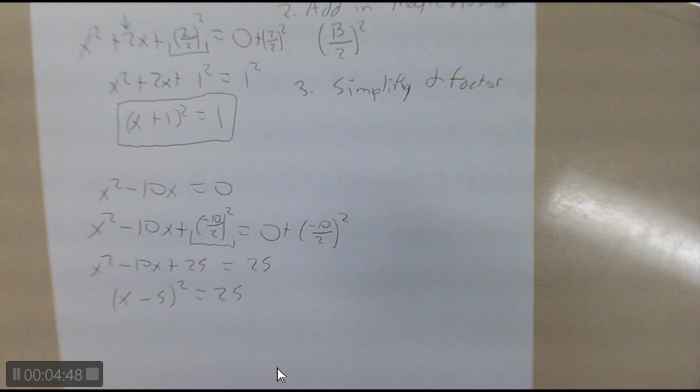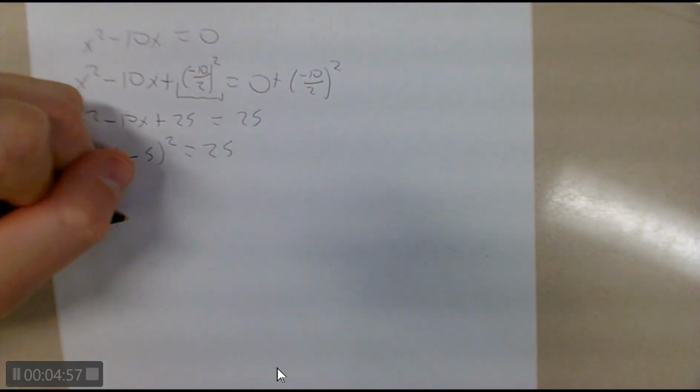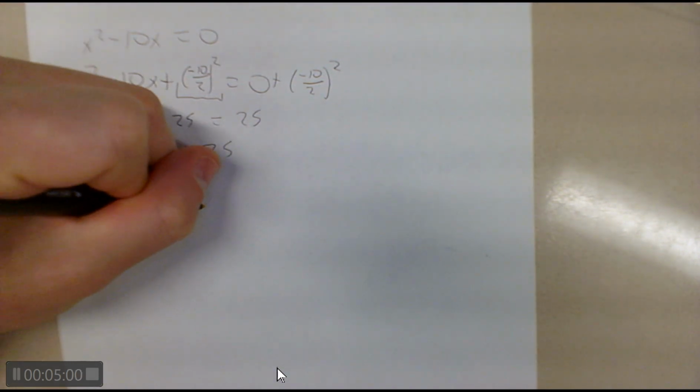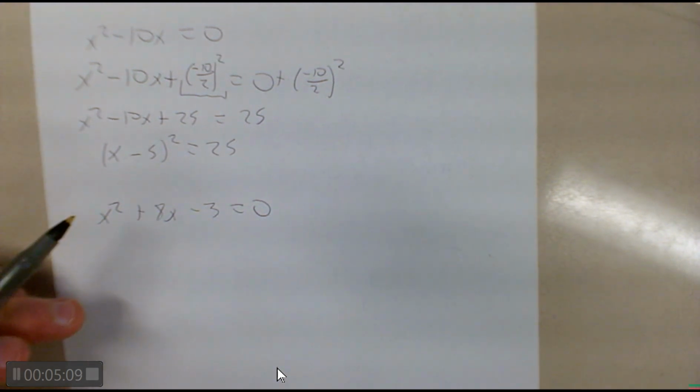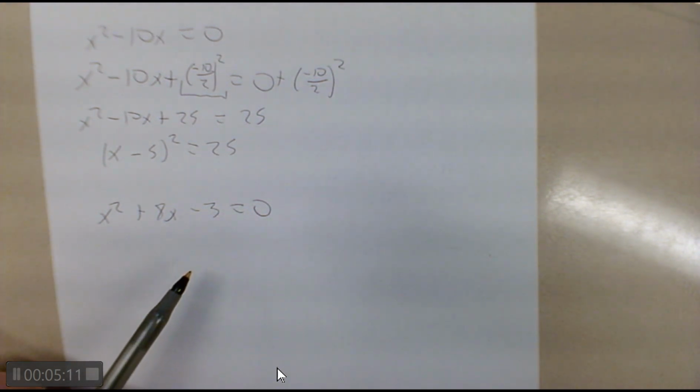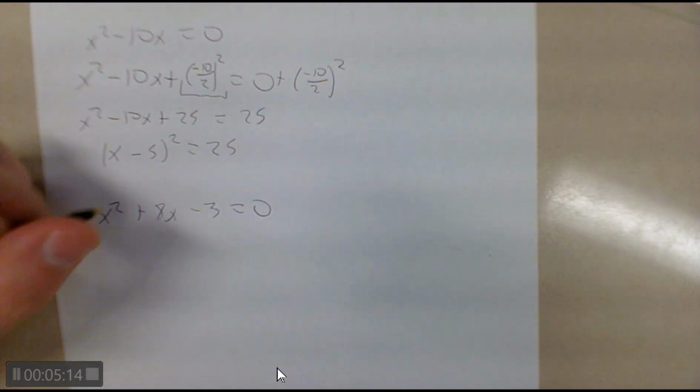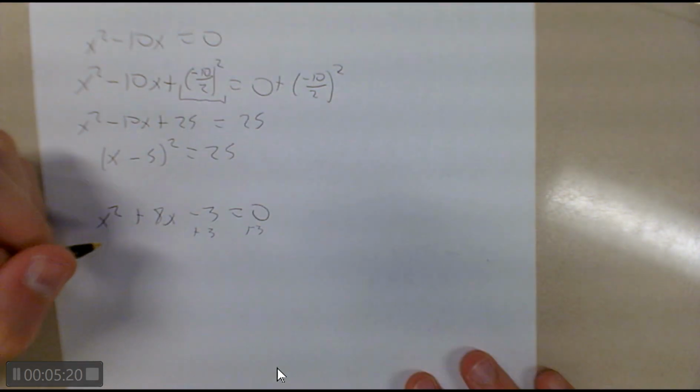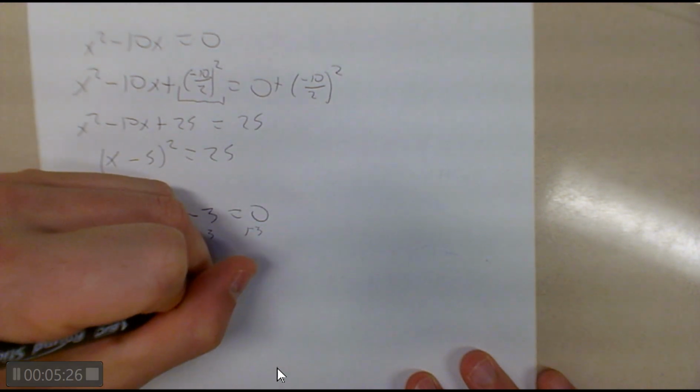Next thing we want to do is look at one that has a constant that we have to worry about. So we're going to have x squared plus 8x minus 3 equals 0. Okay? X squared plus 8x minus 3 equals 0. First step is going to be group everything and move the constant to the other side. And so we're going to add 3 to both sides to move the constant. So then we're left with x squared plus 8x plus, leave our space, equals 3.